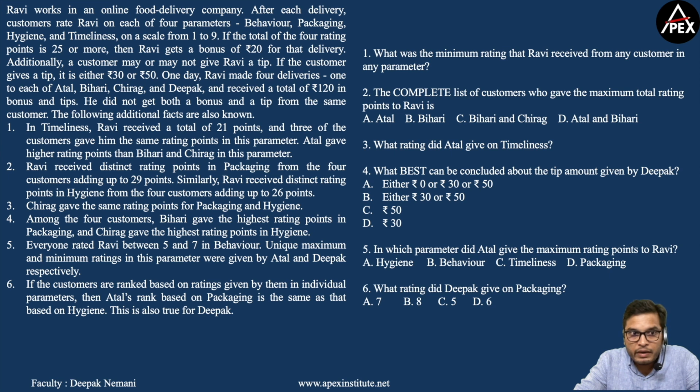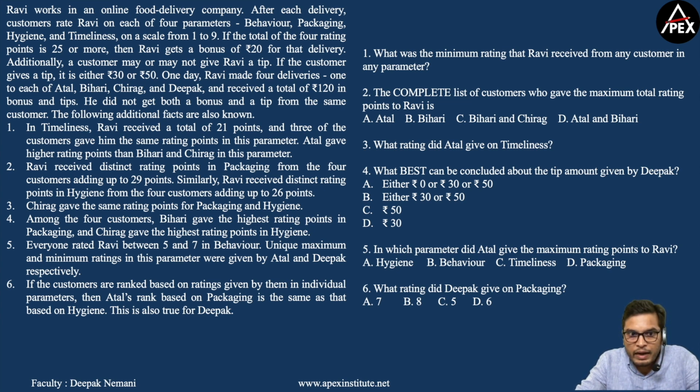Similarly, Ravi received distinct rating points in hygiene from the 4 customers, adding up to 26. Chirag gave the same rating points for packaging and hygiene. Among the 4 customers, Bihari gave the highest rating points in packaging and Chirag gave the highest rating points in hygiene. Everyone rated Ravi between 5 and 7 in behavior. Unique maximum and minimum ratings in this parameter were given by Atal and Deepak respectively. So the maximum rating should be 7 and the minimum rating should be 5, which are given by Atal and Deepak, and the remaining 2 persons would have given a rating of 6.